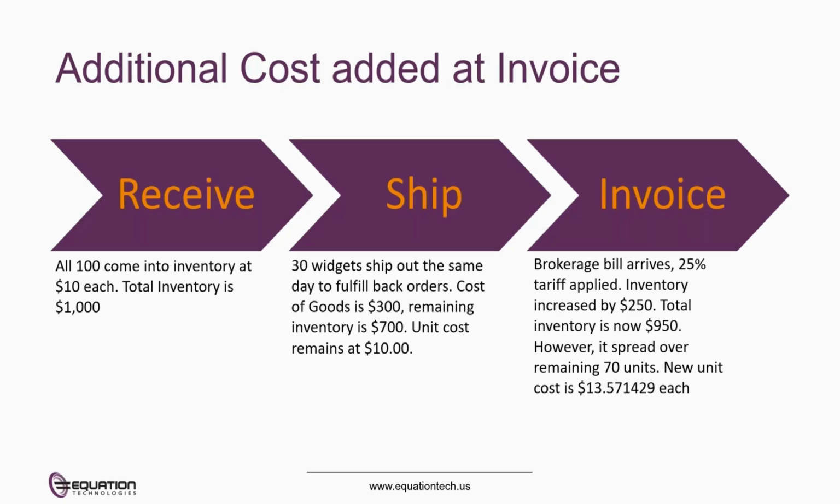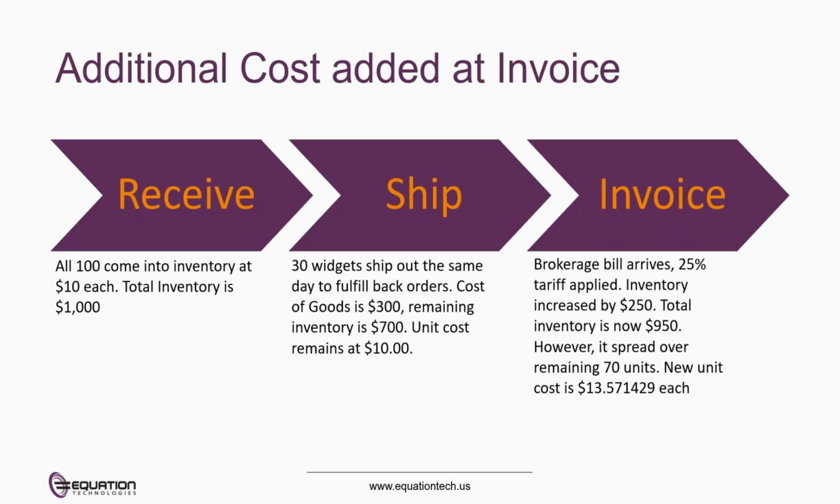So we've got our 100 widgets coming in. They're valued at $10 each. Our total inventory is $1,000. We then turn around and immediately get 30 of those widgets off the shelf and into the hands of our customers. We record $300 in our cost of goods sold, and we have a remaining $700 in inventory.